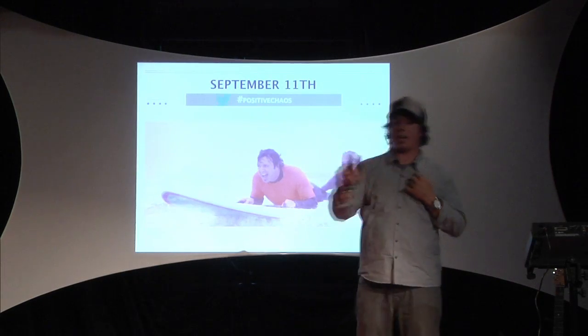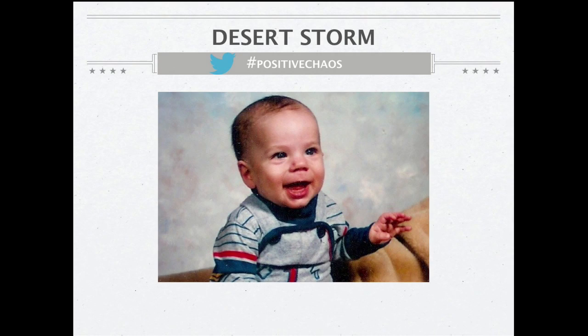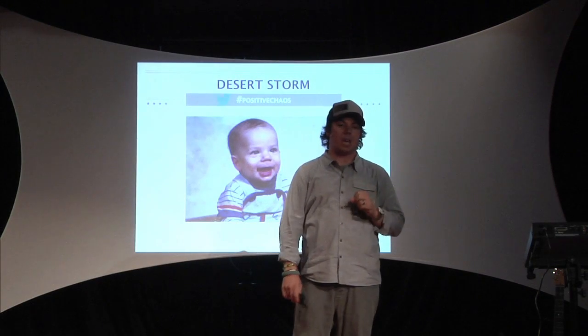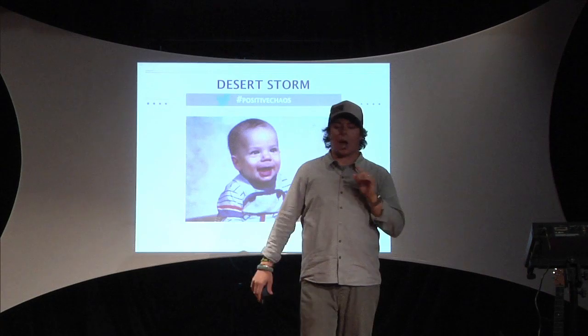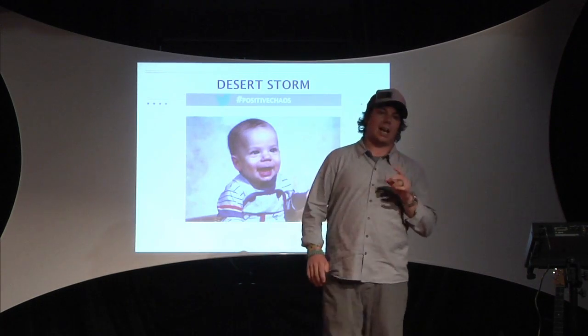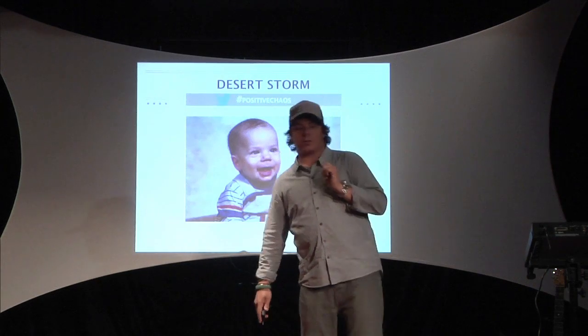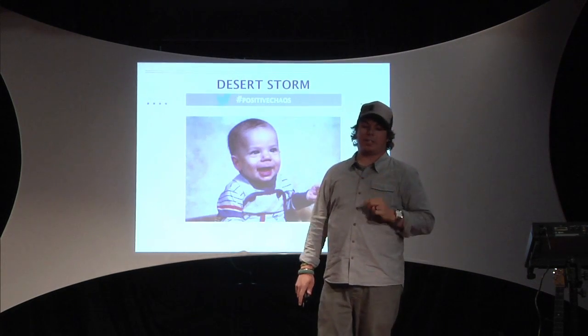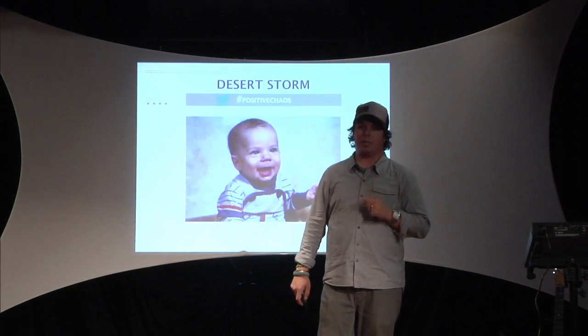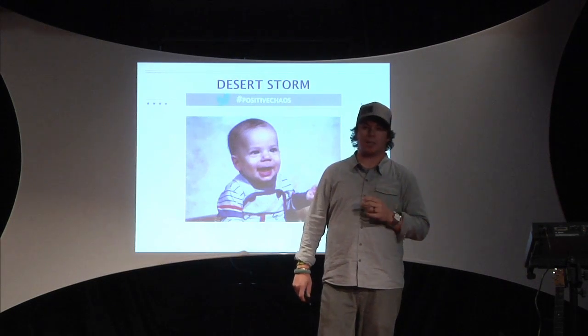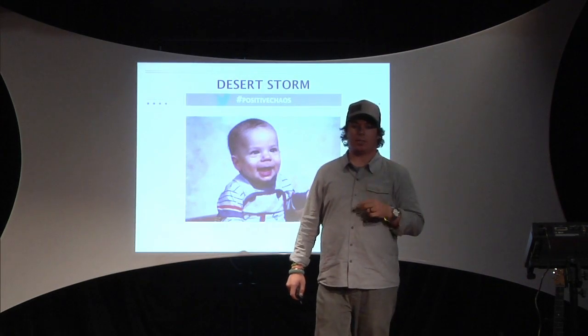And I challenge you right now to change your memory. Yep, that's me. Cute kid, I know. And I got here because of my parents. Where I stand today, I'm here because of my parents. And so when I think of the Desert Storm conflict, I don't think of that pepperoni pizza. What I think about is the way my parents protected me and taught me how to be hardworking and successful. Just like Malcolm Gladwell says, hardworking people are successful. Well, my parents protected me to allow me to get there. So my positive chaos for Desert Storm is my parents.